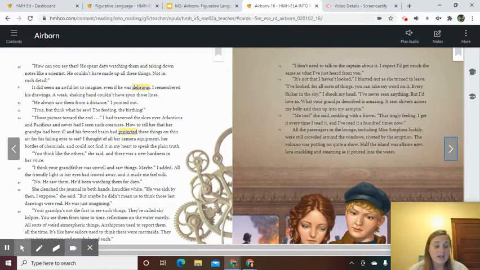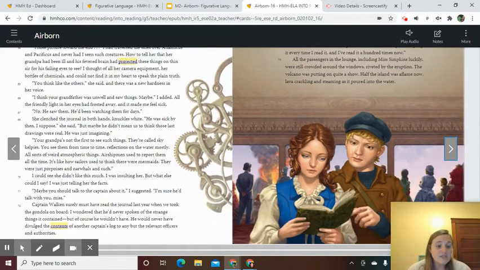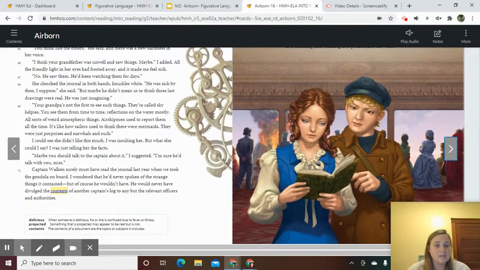They're called sky kelpies. You see them from time to time. Reflections on the water, mostly. All sorts of weird atmospheric things. Airshipmen used to report them all the time. It's like how sailors used to think that there were mermaids. They were just porpoises and narwhals and such. I could see that she didn't much like this. I was insulting her. But what else could I say? I was just telling her the facts.